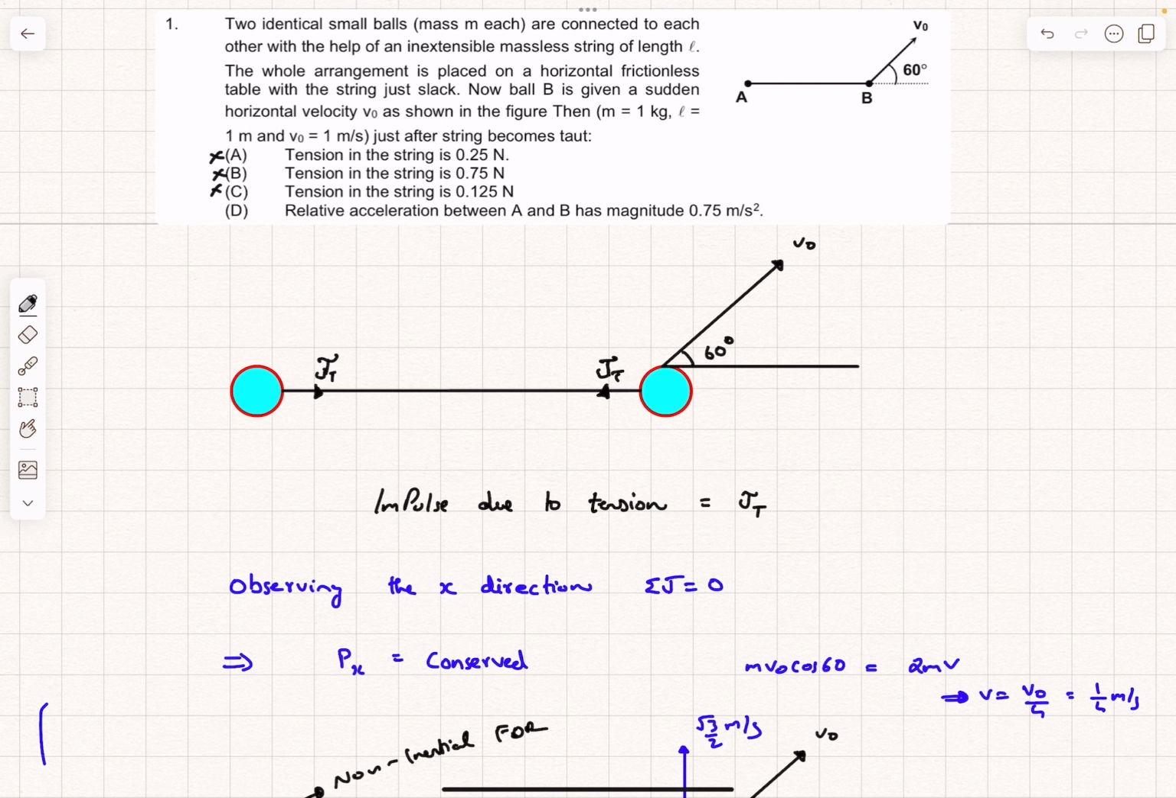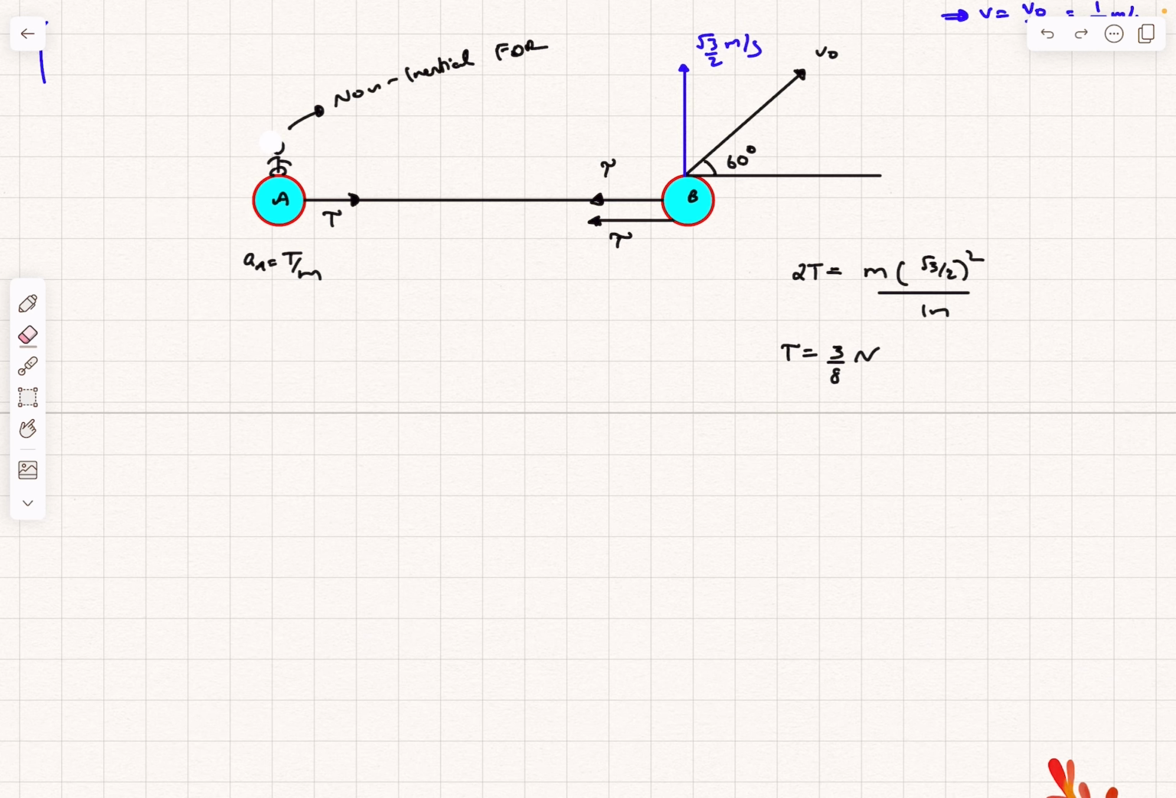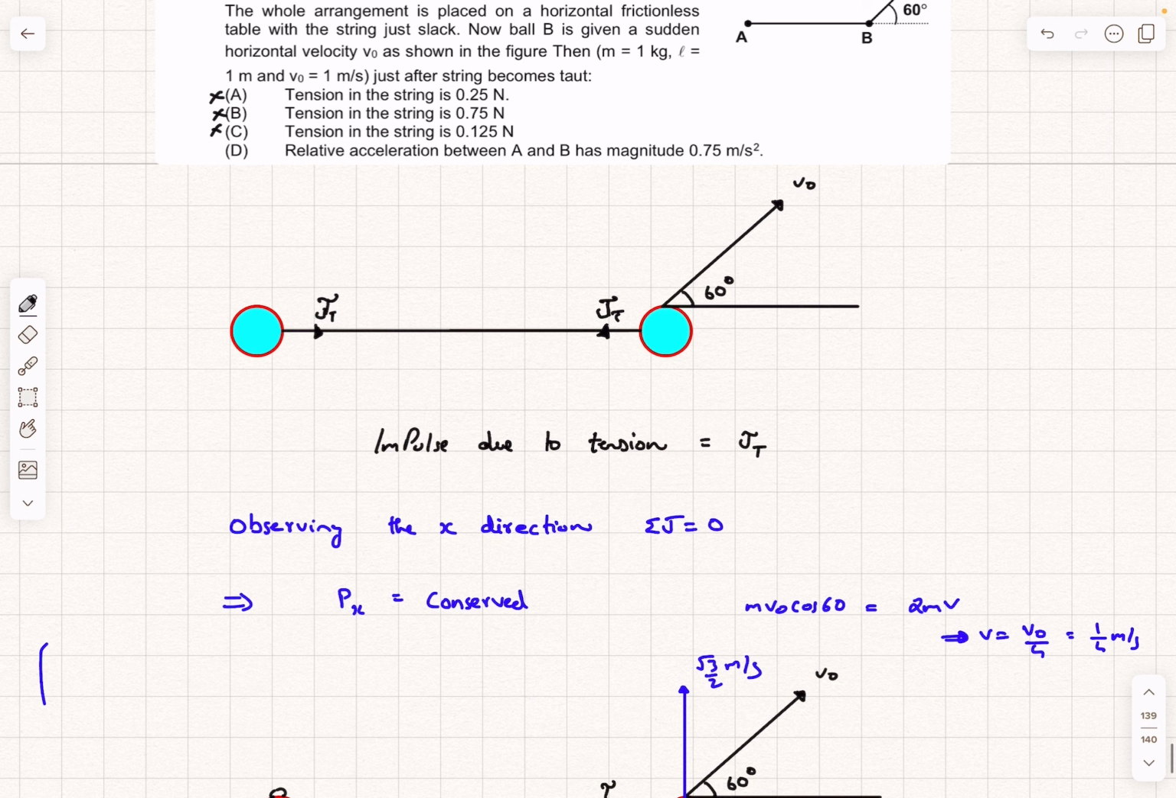Now we have to talk about the relative acceleration. Let's just go back to the ground frame. So let's forget about this, the pseudo force will be gone as well. The acceleration of A is simply T by m, which is 3 by 8 meters per second square. And the acceleration of B is also 3 by 8 meters per second square, but in the opposite direction. So the acceleration of B relative to A is going to be 3 by 8 plus 3 by 8, which is 3 by 4 meters per second square towards the left, and therefore option D is actually correct. So the answer to this problem is D.